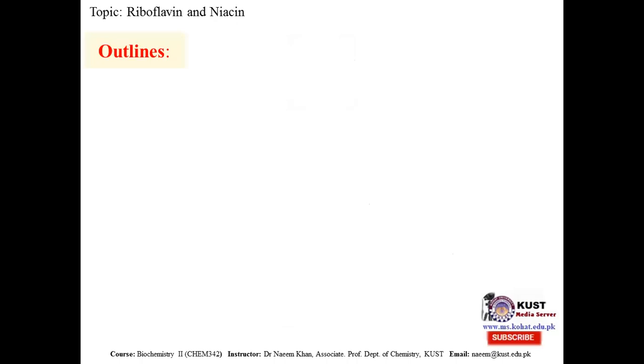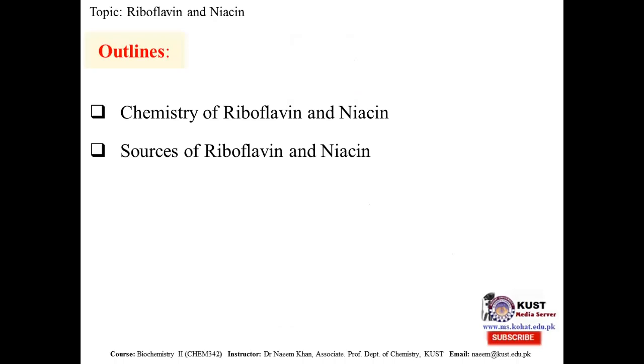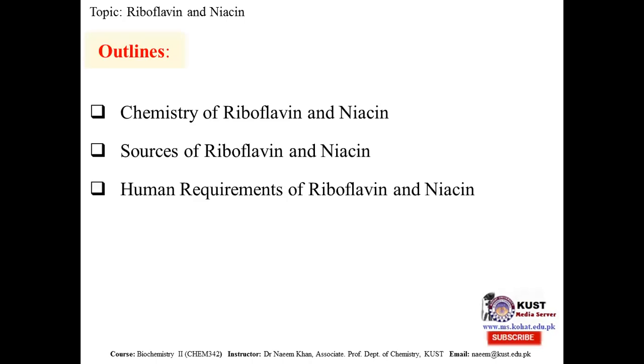Outlines for today's topic include the chemistry of riboflavin and niacin. We will highlight the chemistry of these two vitamins. We will elaborate the important food sources available to humans for both vitamins. Then we will discuss the recommended doses of these two vitamins for human beings. We will point out the RDA, recommended daily allowance, for these two vitamins. And at the end, we will explain some of the functions importantly known for riboflavin and niacin.